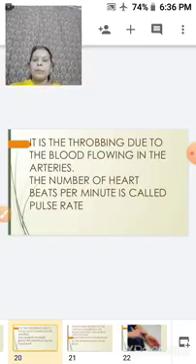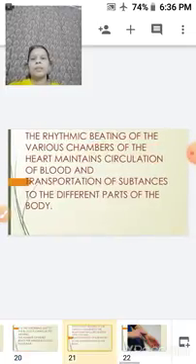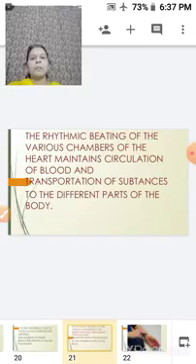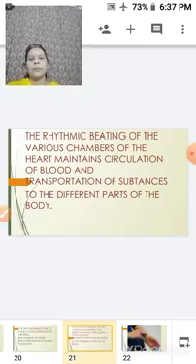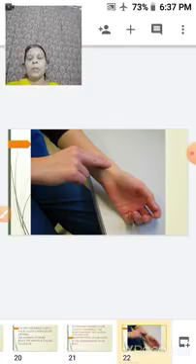The rhythmic beating of the various chambers of the heart maintains the circulation of the blood and the transportation of substances to the different parts of the body. So this is all about the heart, its structure, its location, as well as its function.